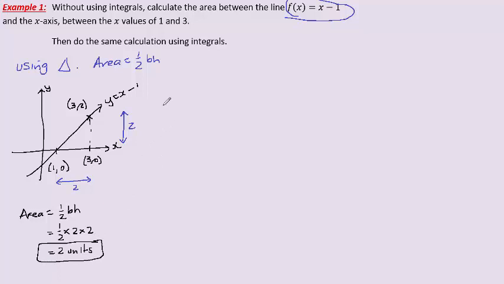Now what I want you to see is that when I do a solution geometrically like this, it's often far easier than if I worry about doing it by integrals. But I can do it by integrals, so that's what I'm going to do now. If I look at this area using integrals, then the area is the antiderivative of f of x with respect to x between my 2 points A and B. Let's substitute everything in. So it's between 3 and 1 of x minus 1 dx.